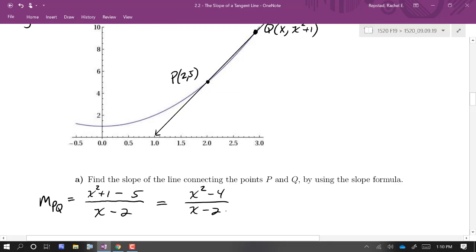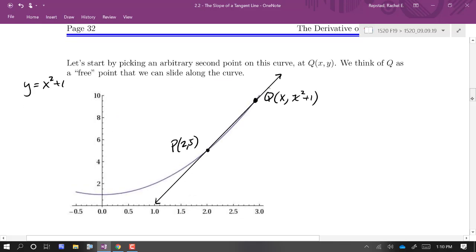It's not specifically the line we want. But to get that tangent line, we do have the difference of two squares there, and that's going to be useful. What we want to do to get the actual tangent line is imagine that this point Q is a free point that can slide along the curve. I can slide it up and down, and I'm going to push Q closer and closer to P, ideally until it's the same point as P. If Q becomes P, then that is the tangent line.